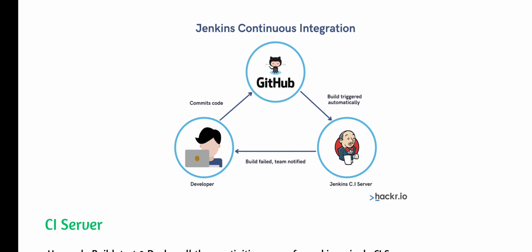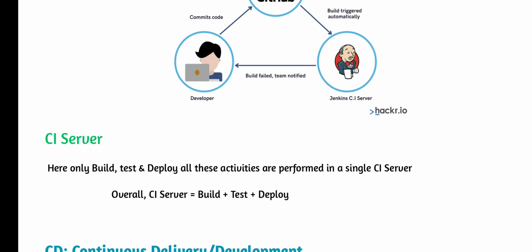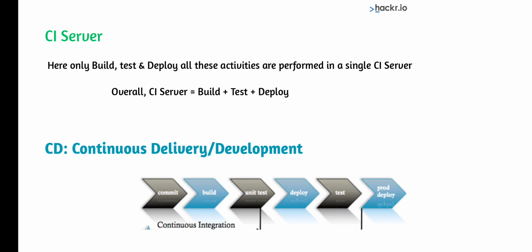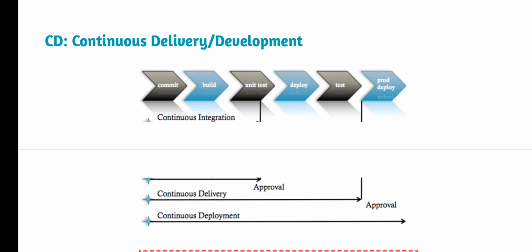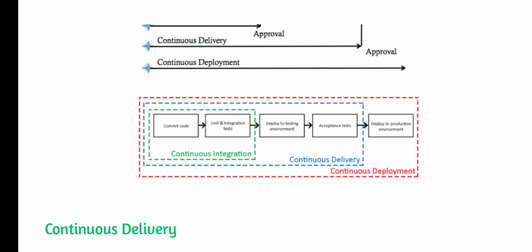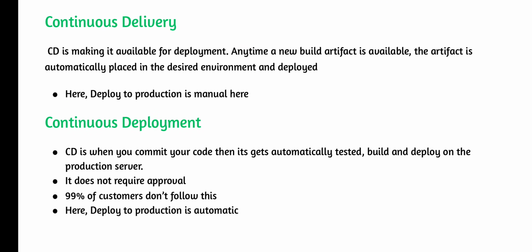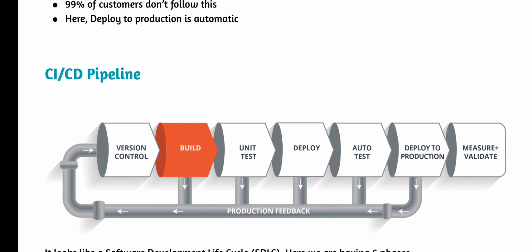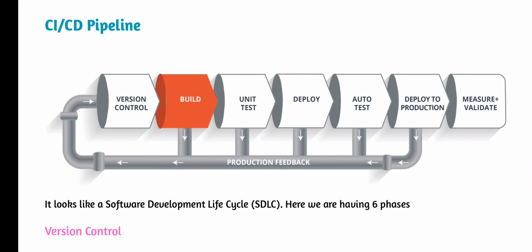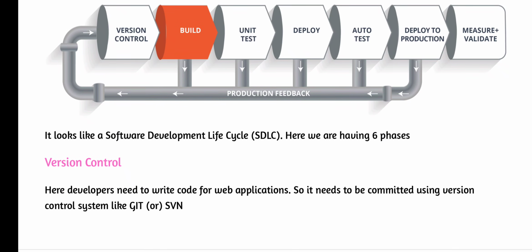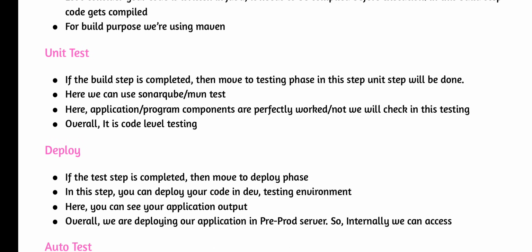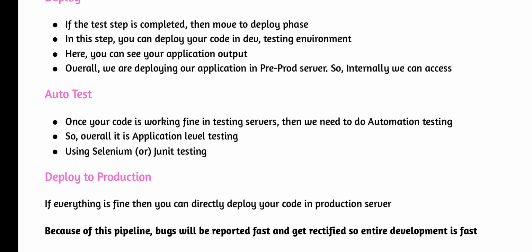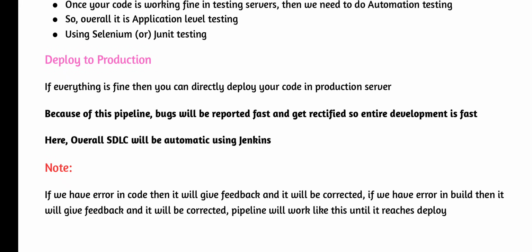I'll go at a very high level, since I have already covered everything in the PDF, so please go through it. We have talked about the CI server, and then in the next section, continuous delivery and deployment. In the subtopics, we have talked specifically about continuous delivery and continuous deployment. Here you can see we have explained each stage of a CI/CD pipeline: version control, the build stage, the unit testing stage, the deployment stage, auto test, and deployment to production.